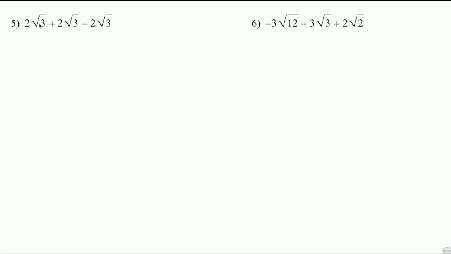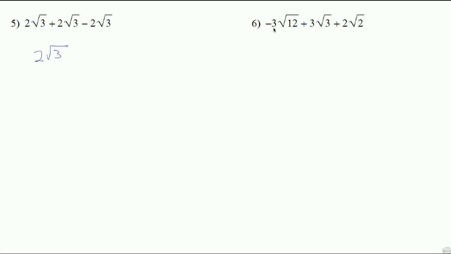So we have 2 of these plus 2 more of them minus 2 of them. So we have 2 root 3 plus another 2 root 3 minus 2 root 3. Well, 2 plus 2 is 4, minus 2 is back to 2. So our answer is 2 root 3. Not a lot of work to show there because we're just adding like ones.